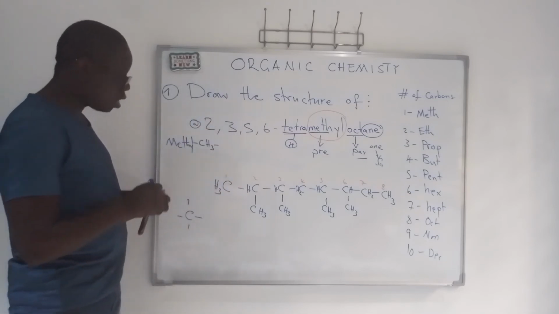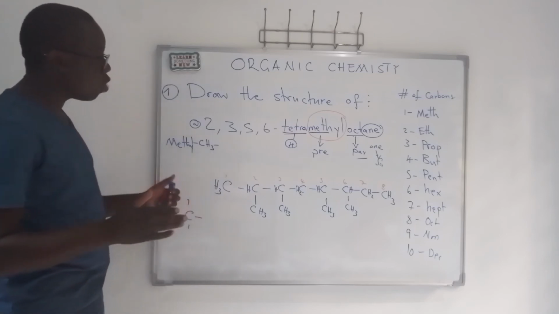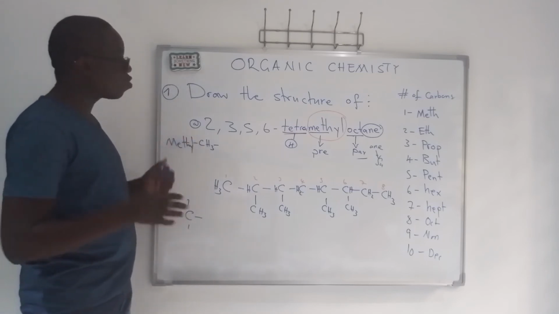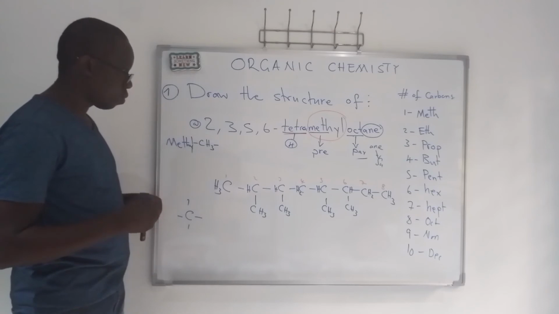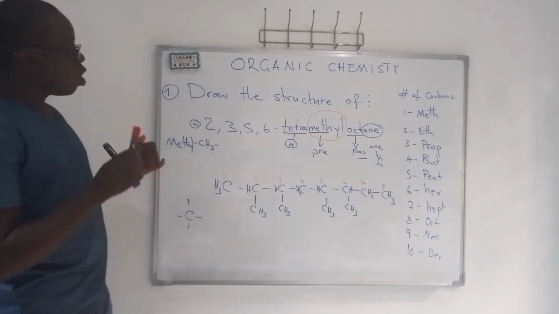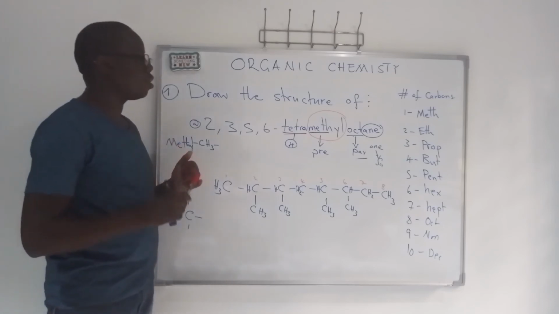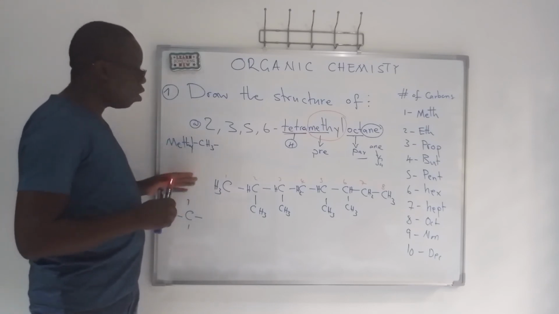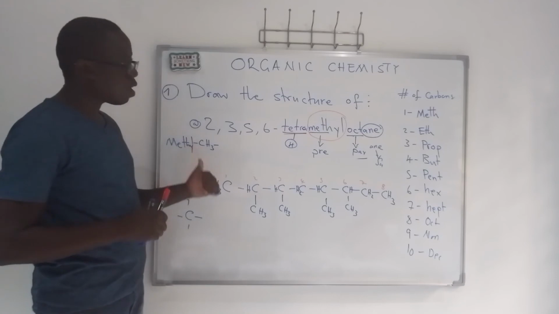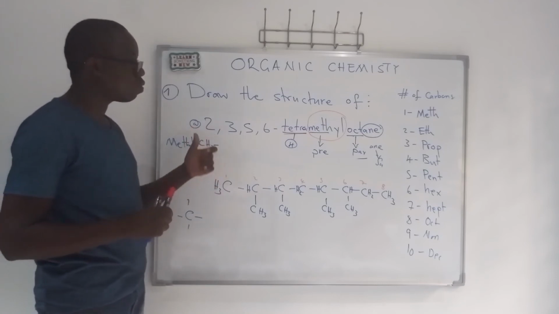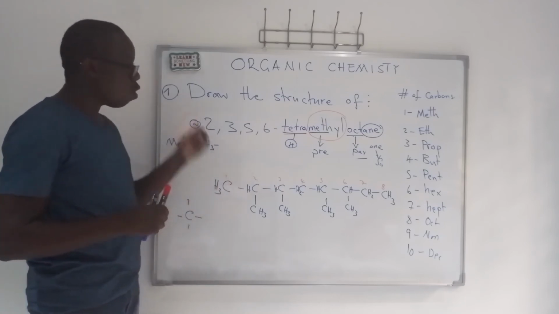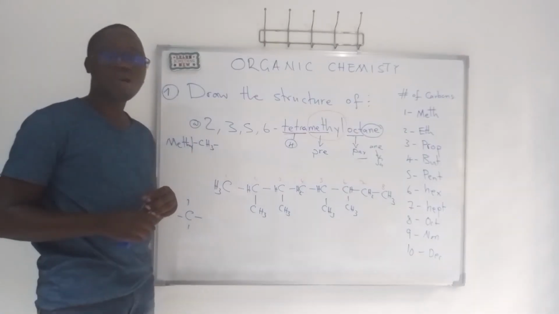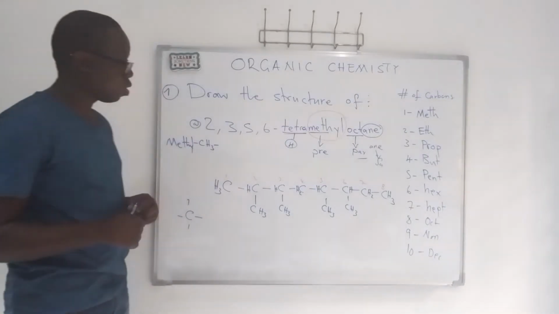So what do we need to know in summary when we are drawing the structures of a given name? First of all, identify the parent. The parent will tell you the longest chain. In this case, the parent was oct. This simply means we'll have 8 carbons on the longest chain.